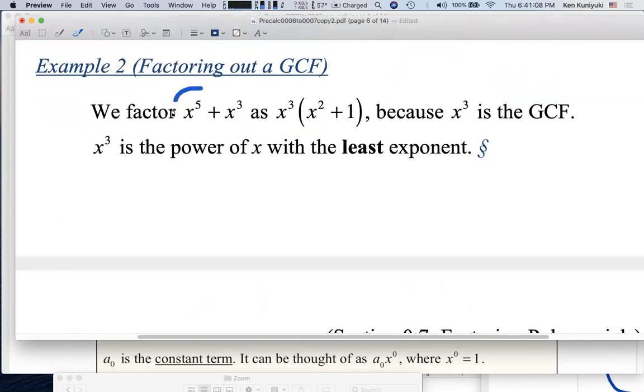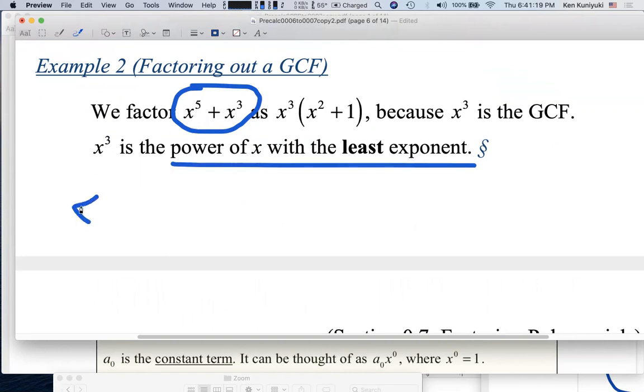X to the 5th plus x to the 3rd. How do you factor that? You factor out the power of x with the least exponent. What's the least exponent? 5 or 3? Which is further to the left on the real number line? Well, it's going to be the 3. There are other numbers in here, but I'm pointing out 3 is less than 5. It's further to the left. So when you factor this, you want to factor out x to the 3rd. That's your GCF. When you factor, you divide.